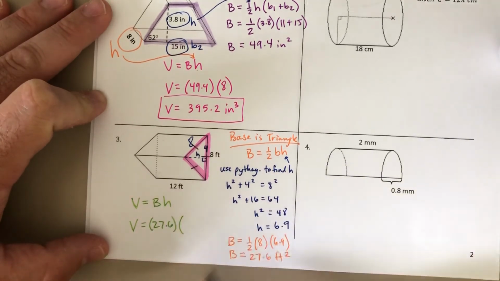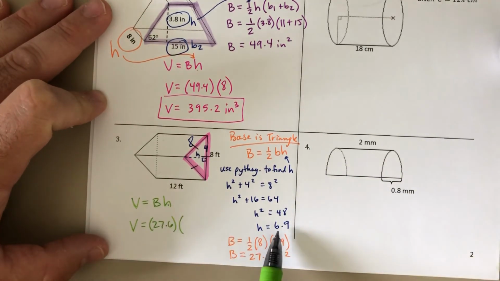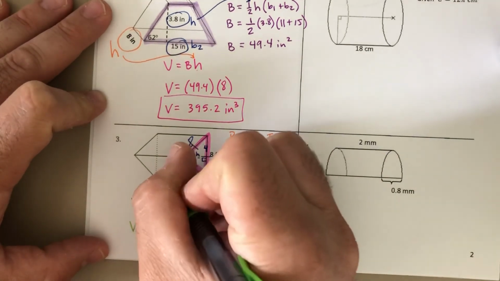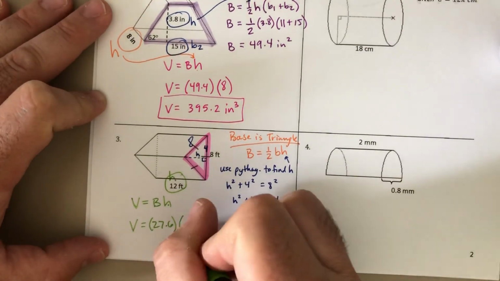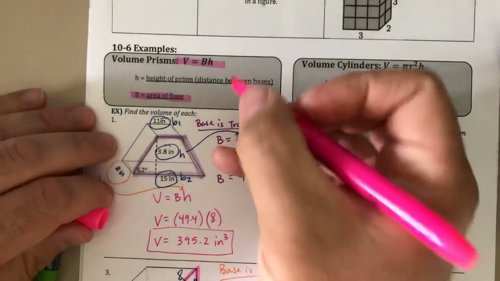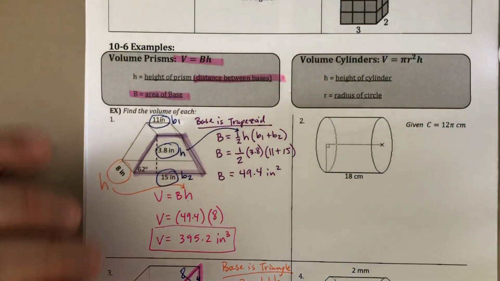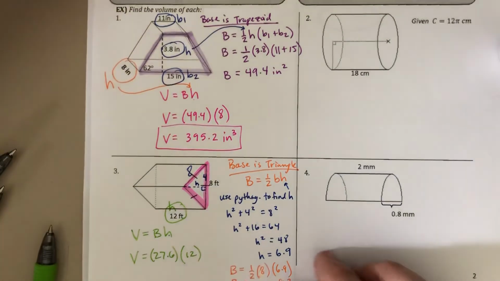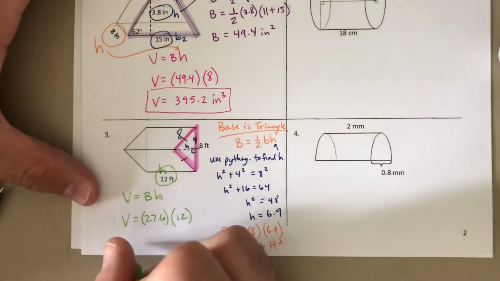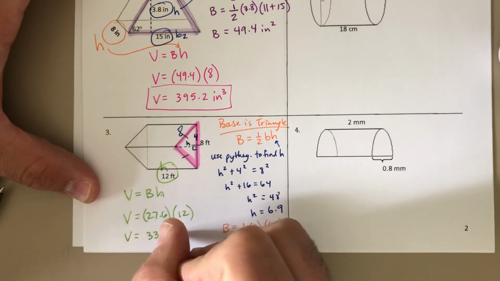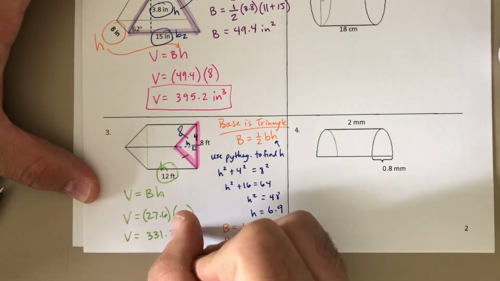Okay, now here's where you have to be careful. This h is not that h, different h's. This h is the height of the prism, which is right here. All right, so be very careful. The height of the prism, back up to the definitions up here, is the distance between the bases. How far apart are the bases? That is the height. Right? So 27.6 times 12 will get us our volume, which is 331.2 square feet.